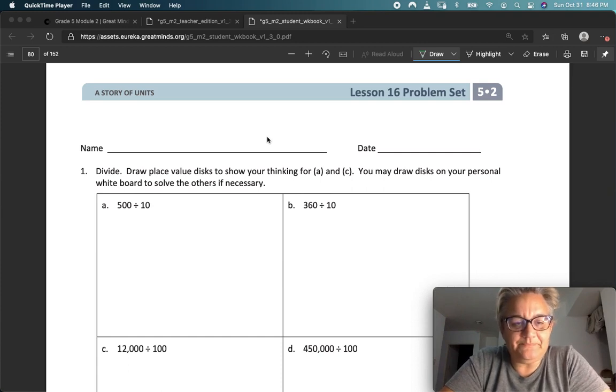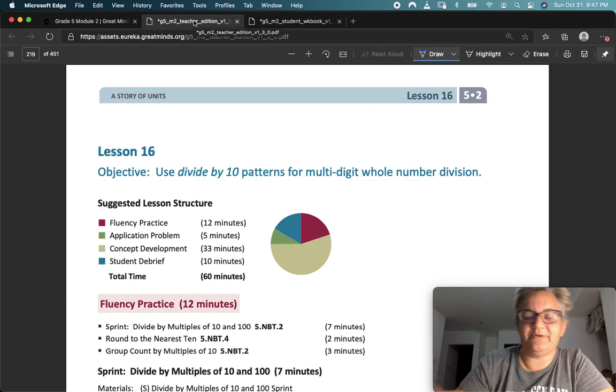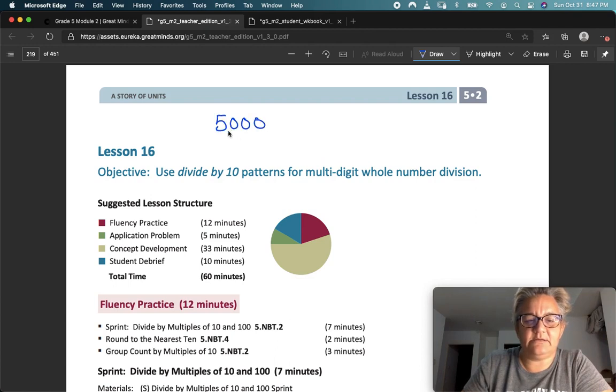Here's number 1. Our objective today is to divide by 10 patterns for multi-digit whole number division. So what we're going to do is be multiplying things like 5,000 divided by 100, right? These are all multiples of 10.